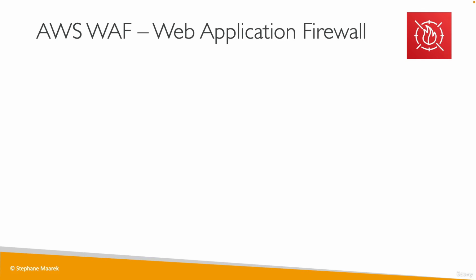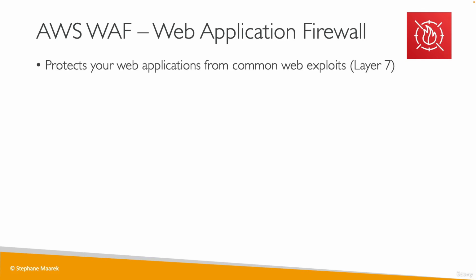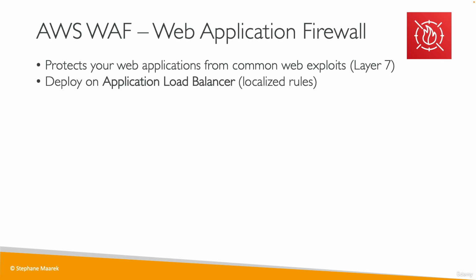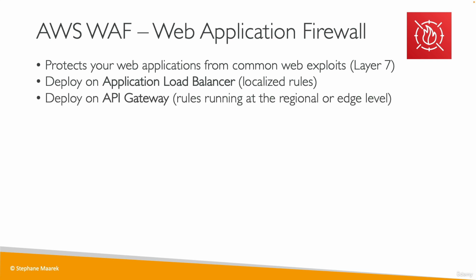Next, we have WAF, the Web Application Firewall, which allows you to protect your web applications from common web exploits at layer 7. So this is the HTTP layer. You can deploy it on the application balancer to get localized rules. You can deploy it on the API gateway to get rules running at the regional or edge level.